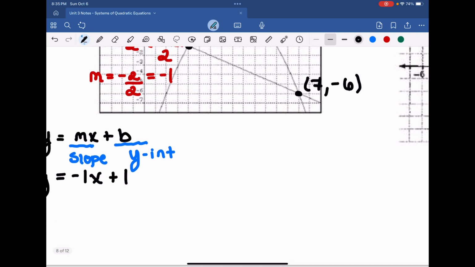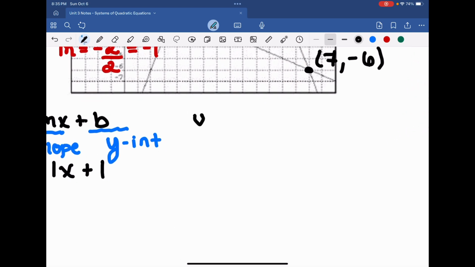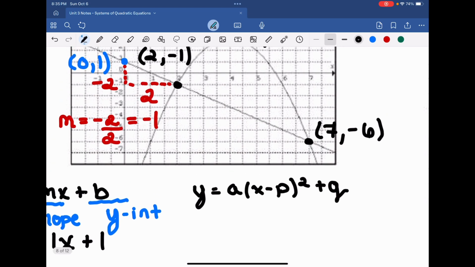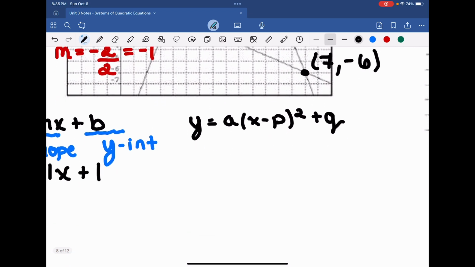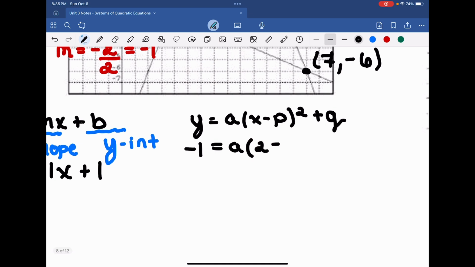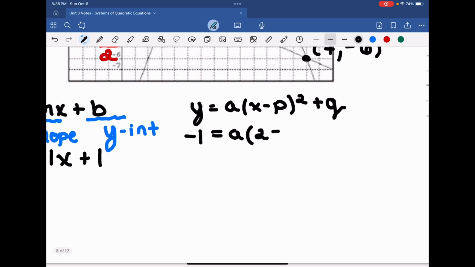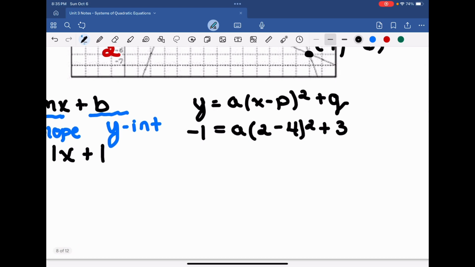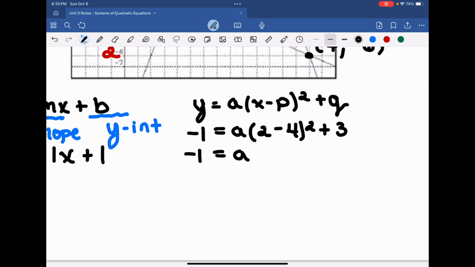So we always know that we're missing the a value on these things. So I'm going to start by writing out the original equation. y is equal to a(x minus p) all squared plus q. From here, I'm going to plug in my y value, which I'm going to choose the 2 and negative 1 to help us out. Negative 1 is equal to a, 2 for x. The p value was at positive 4, which means it's actually negative 4 in the bracket, plus the q value, which was at 3. This is going to give me negative 1 is equal to a(2 minus 4), which is negative 2 squared, is 4, plus 3.